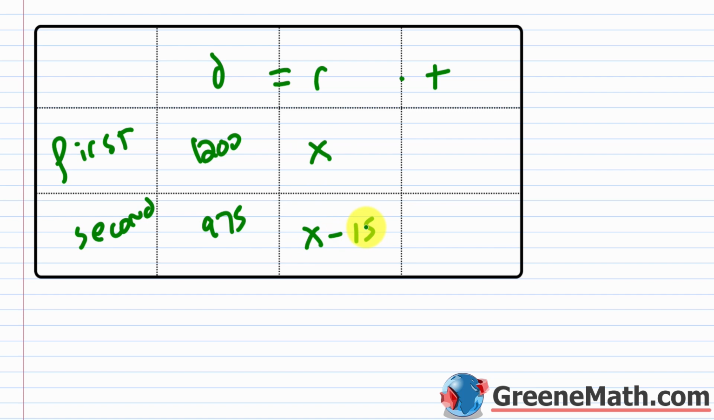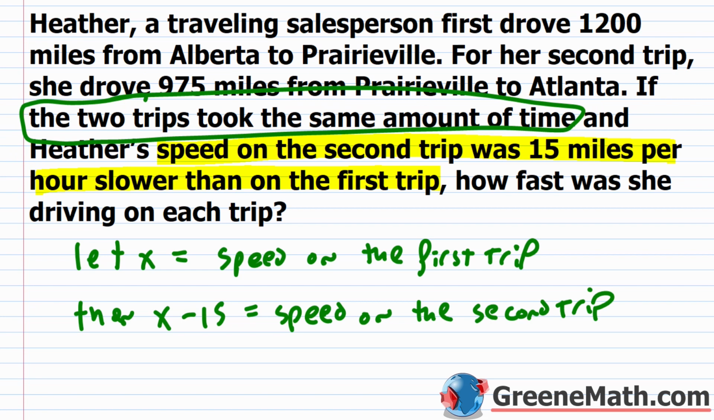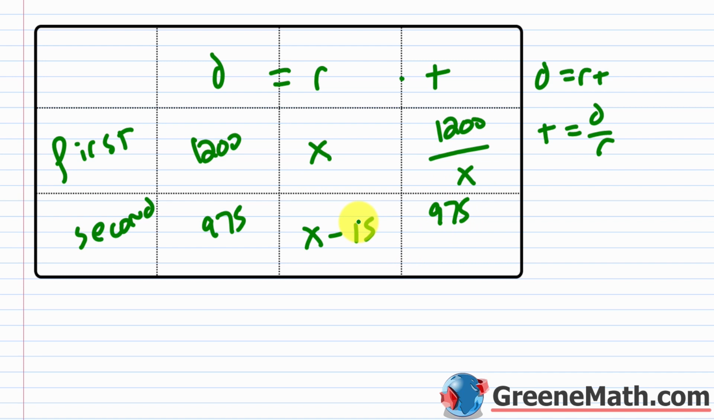So just like we saw in the previous example, we have where the two trips took the same amount of time. So you see it right there. The two trips took the same amount of time. Okay, so that's the key. So you want to set the two times equal to each other, but we don't have a time at this point for either one. So again, to model that, you solve the distance formula for time. And again, you get d is equal to r times t. Divide both sides by r. You get t, or time, is equal to distance divided by rate. So 1,200 is the distance divided by the rate, which is x. So 975, which is the distance, divided by x minus 15, which is the rate.